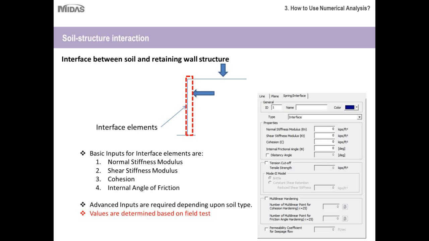I hope this explains the soil structure interaction and the role of interface elements in determining it. Now, why is this soil structure interaction important? First, it determines the relative displacement, and secondly, it helps you understand what would be the behavior of the wall members when the soil mass is deforming and settling down. With the combination of these two, you can obtain optimal design forces for your structural components.